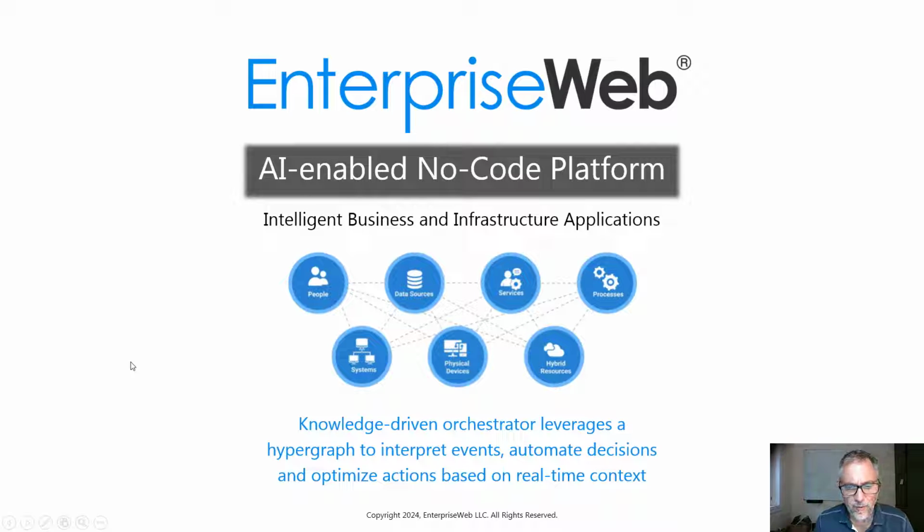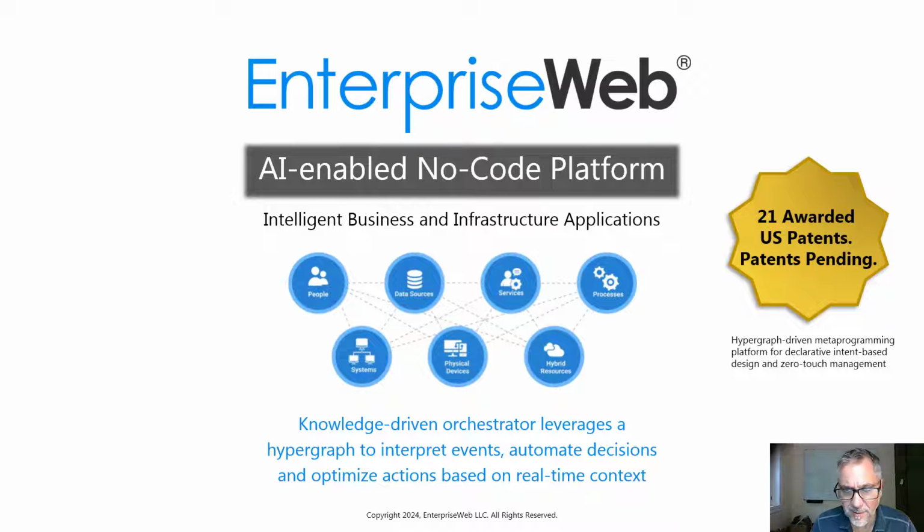EnterpriseWeb is a knowledge-driven orchestrator that leverages a hypergraph. A hypergraph is a kind of graph technology that supports complex, multidimensional, and even conditional relationships. So it allows us to model complex business operations. And we use the graph to interpret events, automate decisions, and optimize actions based on real-time context. EnterpriseWeb has 21 awarded US patents and multiple patents pending.